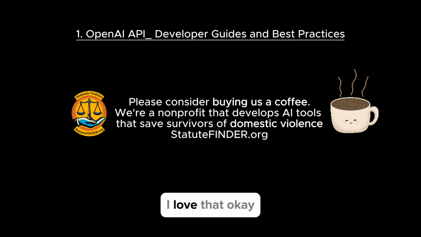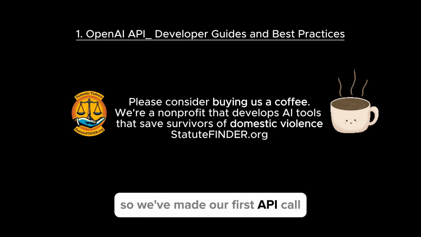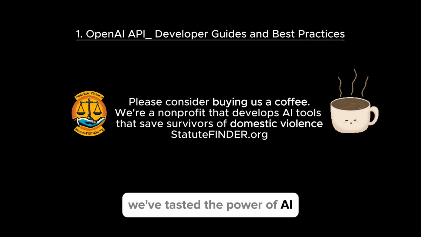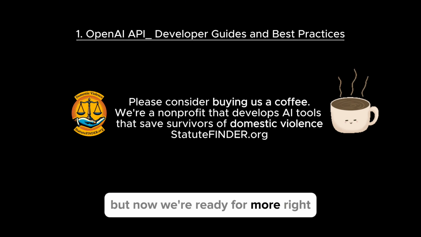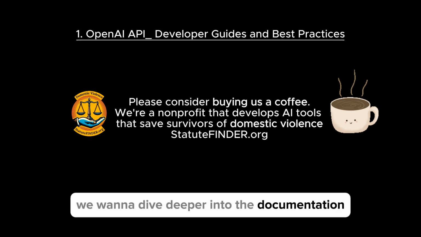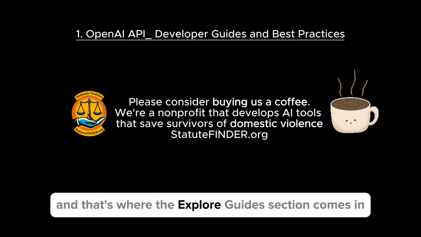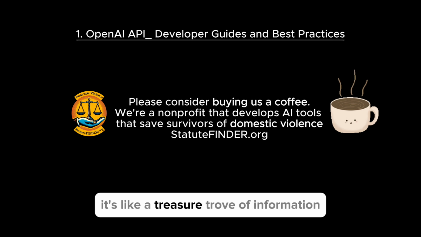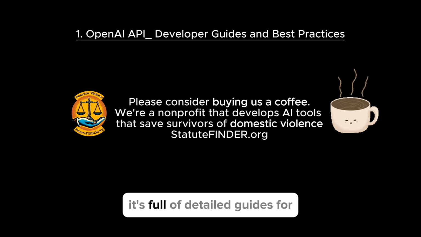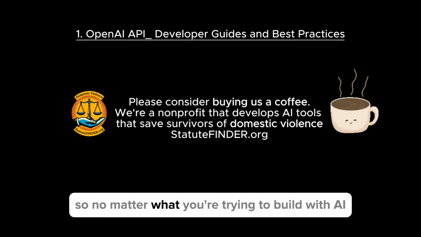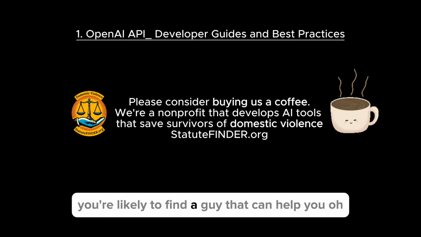That's such a good analogy. I love that. Okay, so we've made our first API call. We've tasted the power of AI, but now we're ready for more. Right. We want to dive deeper into the documentation and figure out what else we can build. Absolutely. And that's where the Explore Our Guides section comes in. It's like a treasure trove of information. It's full of detailed guides for specific tasks and challenges. So no matter what you're trying to build with AI, you're likely to find a guide that can help you.